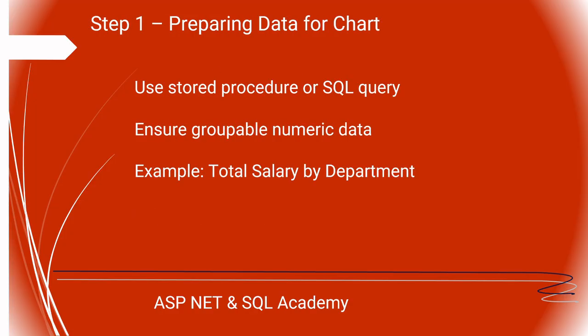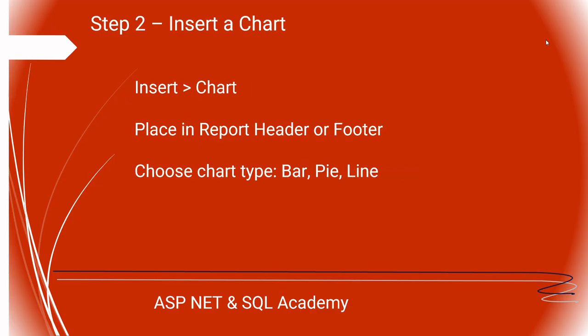Before we add a chart, make sure your data is suitable. Typically, you need a numeric field for totals and a category to group by, like a department. To insert a chart, go to Insert Chart and drop it into the report header or footer. Crystal Reports offers bar charts, pie charts, line graphs, and more.